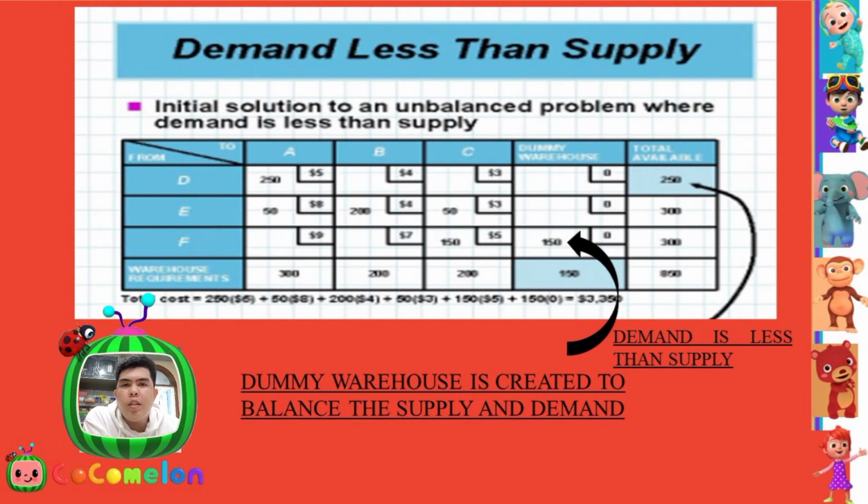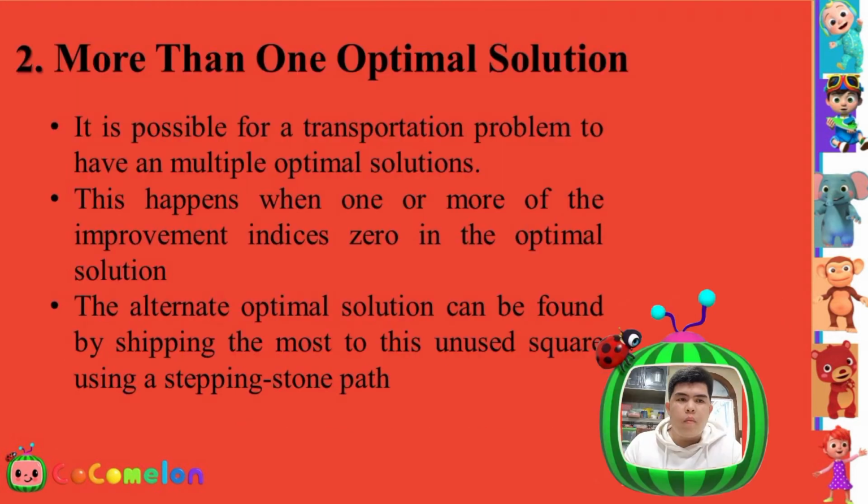Kasi diba, ang purpose ng unbalanced transportation problem is ma-handle ng company easily yung transportation table. Diba? Kasi dapat balance pag mag-a-apply sila ng like northwest corner or less cost rule, dapat balance. So kapag unbalanced, ina-apply itong unbalanced transportation problem, which is yung gagawa ng dummy source or gagawa ng dummy destination.